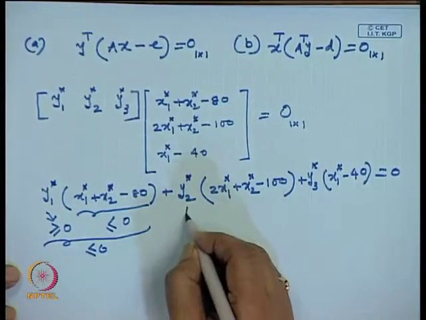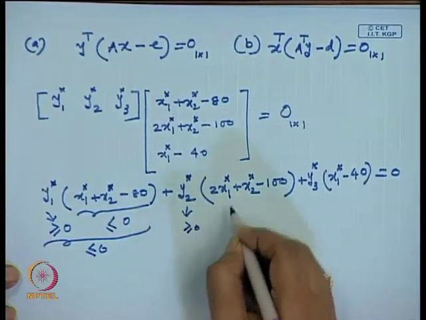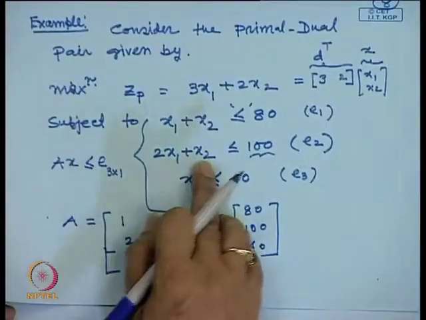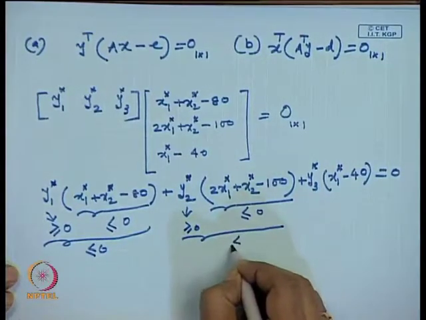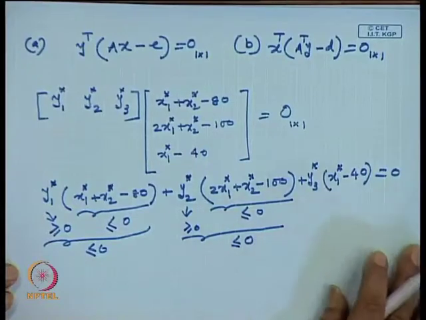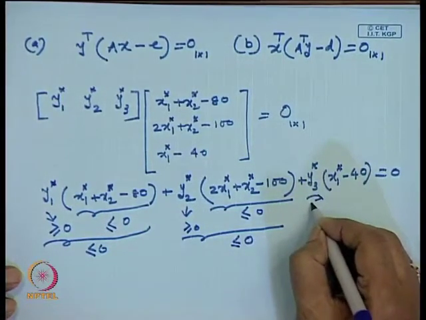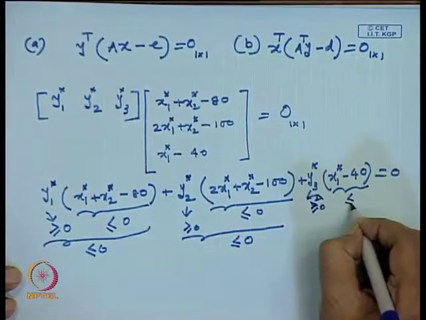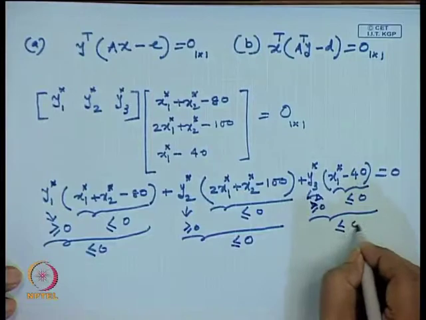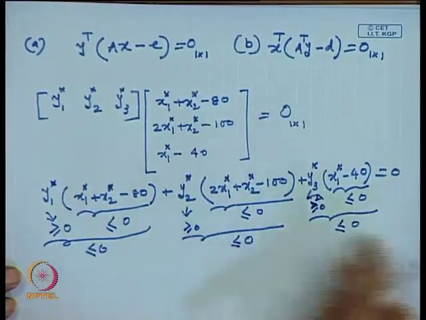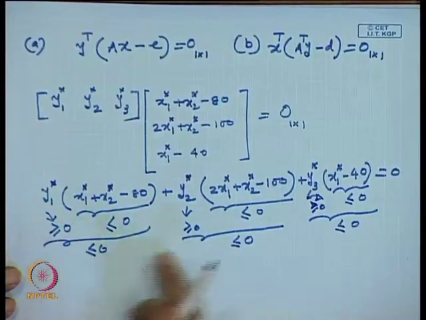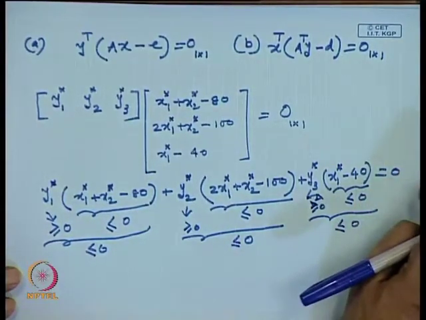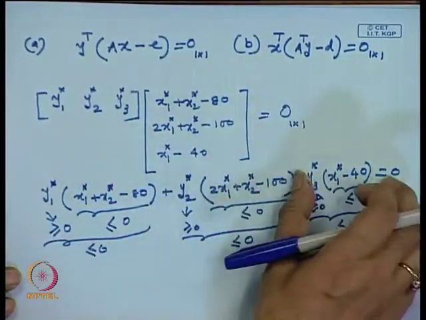Now what about this one? Similarly, this is greater than or equal to 0, and 2x1 plus x2 minus 100 is less than or equal to 0, so the product is less than or equal to 0. Similarly for this one, same logic: y3 is greater than or equal to 0, and this one is less than or equal to 0, and the product is less than or equal to 0. So the whole thing is 0. There is no possibility of cancelling one another; either it will be negative, in the worst situation all negative, which does not satisfy the right hand side. So this is only satisfied if each component is 0.